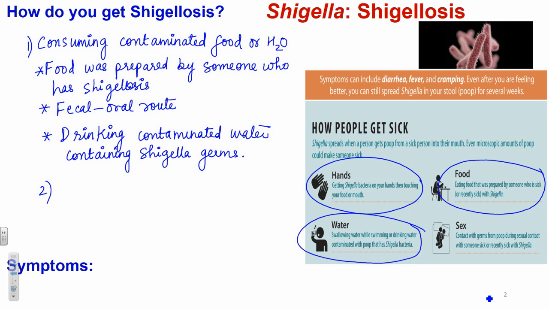The other way you can get infection is during sexual intercourse, if the person comes in contact with the stool while having sex with a person who is sick. So, contact with germs from poop during sexual contact.